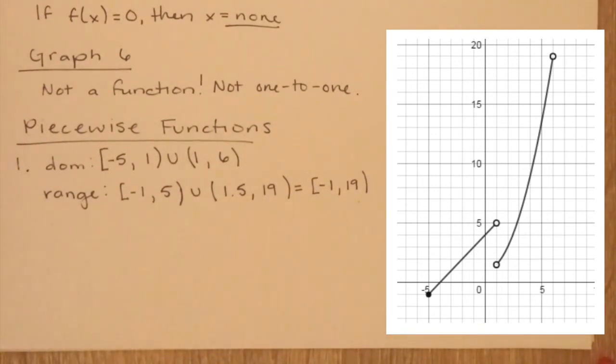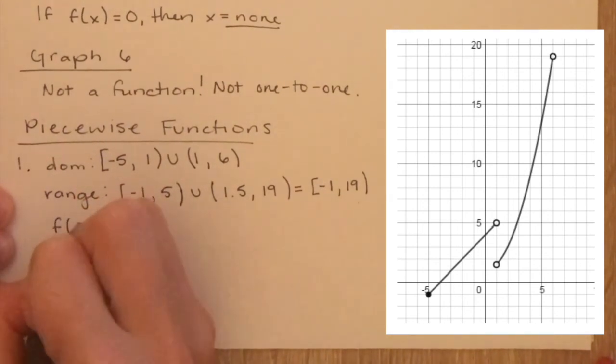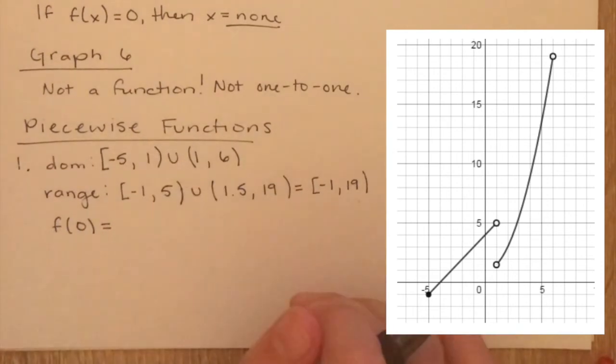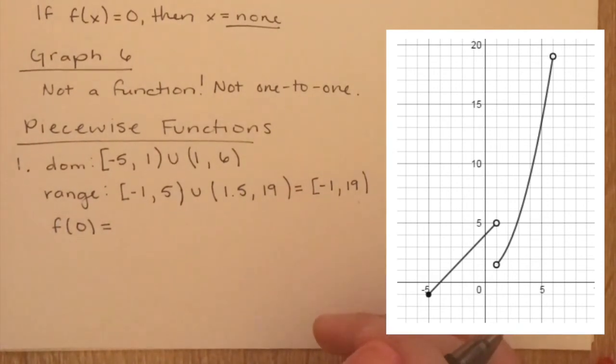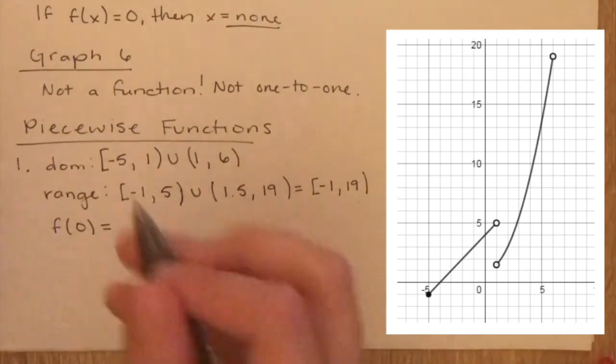Okay. Next question. What is f of 0? It's asking us, where does x equal 0, or what's going on at x equals 0. So when x equals 0, we're looking along the x-axis for 0. X is 0 right in the middle, right? And so we look up, and the associated output value is 4.